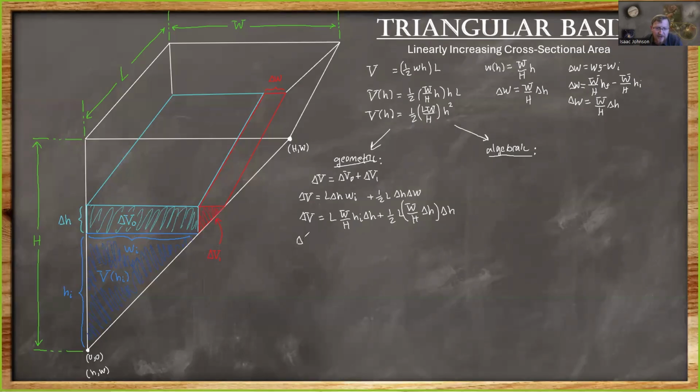One thing that's neat to notice here is that the total size of the tank is factored into both the rectangular bit and the triangular bit, right? That full length times full width over full height is in both of them. So that's a geometric way you would go about it. Then the algebraic way, how would we do that if we know the volume function?